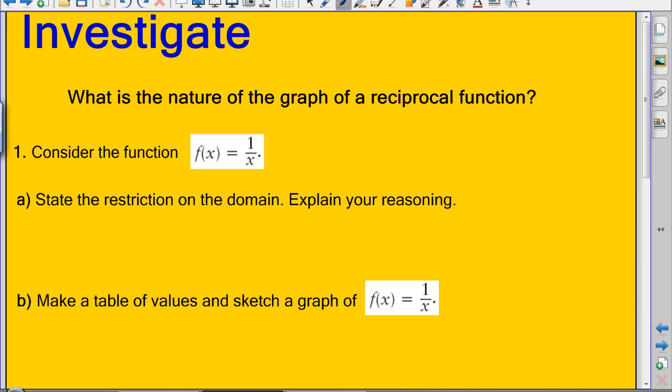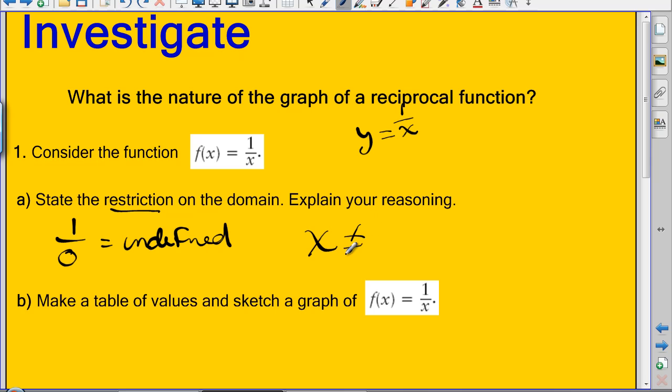So let's get started. The first question is asking us to consider a reciprocal of x. So the linear piece of this is y equals x, and we're trying to find the reciprocal of it, 1 over x. So the first thing they ask us to do is state restrictions. Well, restrictions are basically anything that x cannot be. And from previous years of math, anything divided by 0 is equal to an undefined value. And so in this particular case, x cannot equal 0.